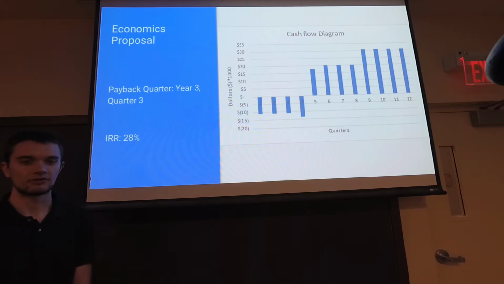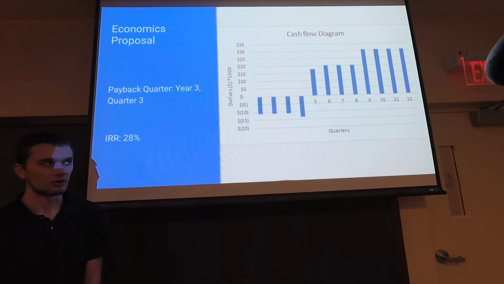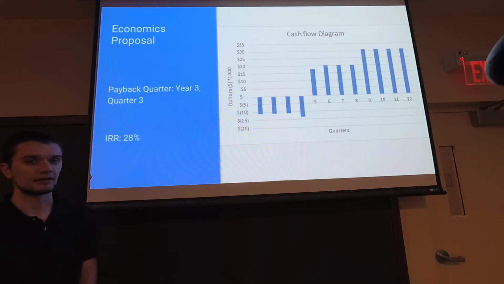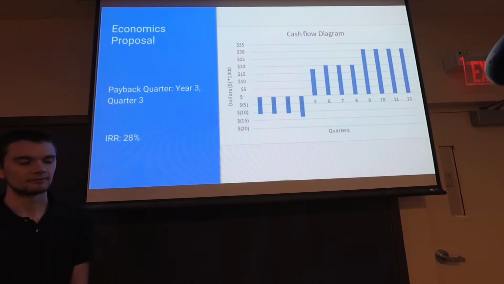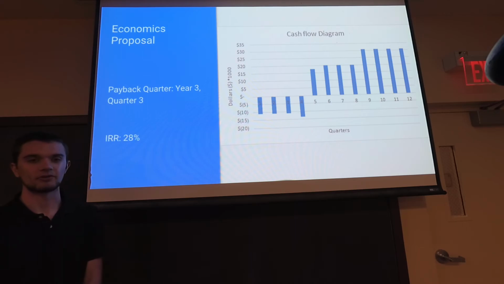And then by year 3, we plan on having more sales revenue along with some lower manufacturing costs, and so that's going to raise our total to $31,000 paid out over 4 quarters for the last year. And so our payback quarter is going to be year 3, quarter 3, and the internal rate of return is 28%. We believe that this is a very attractive rate of return, and that's why VTEPs will accept our proposal.